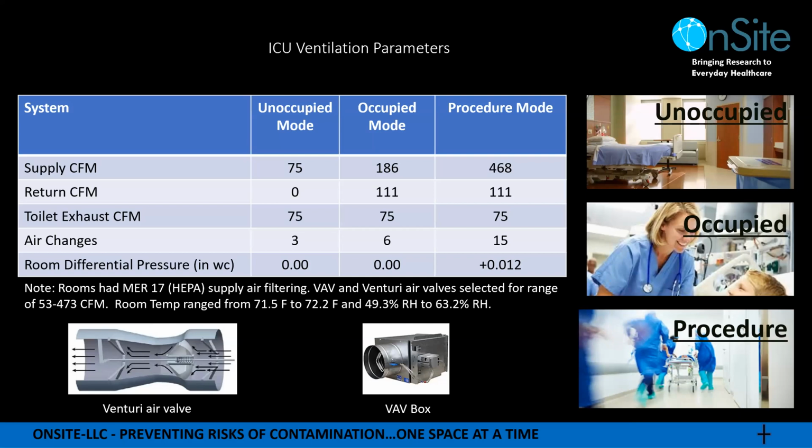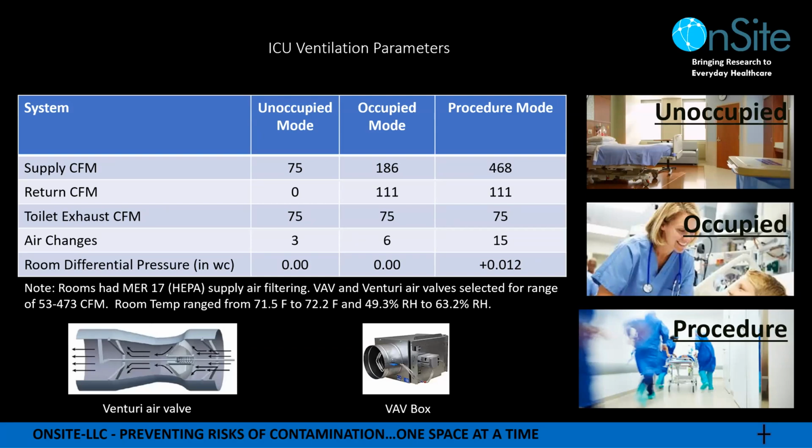So in setting up the ICU for the different occupancy modes, we had 3 different modes. One was unoccupied, in which we had the supply CFM match the exhaust CFM, which equated to 3 air changes within the room, and the room differential pressure was 0. We know that current codes and guidelines by FGI, which references ASHRAE 170, state that ICU rooms have no requirement for pressure. The second mode was the occupied mode, in which we increased supply and return CFM to achieve 6 air changes, which is codified again as the requirement for occupancy in an ICU room.